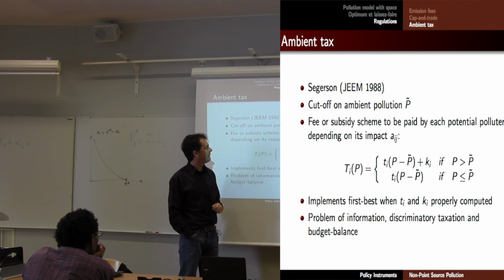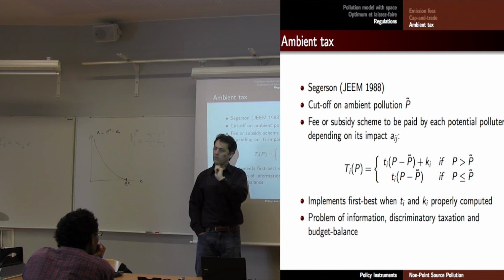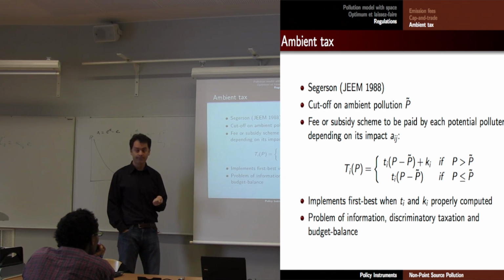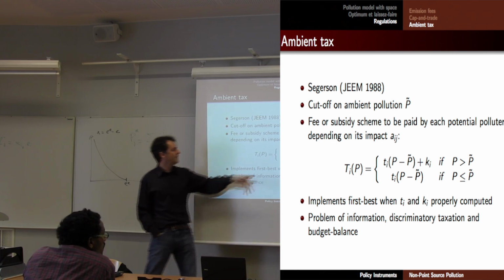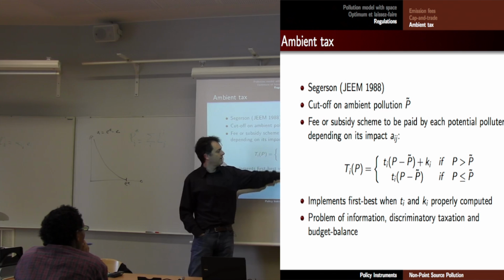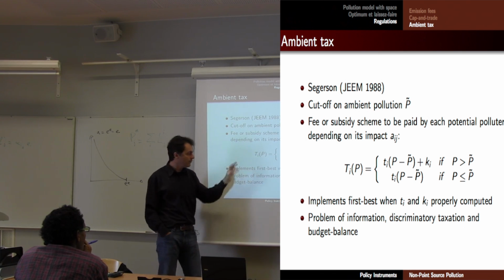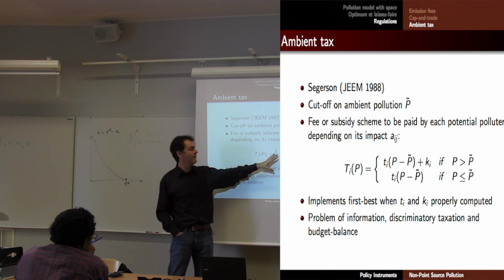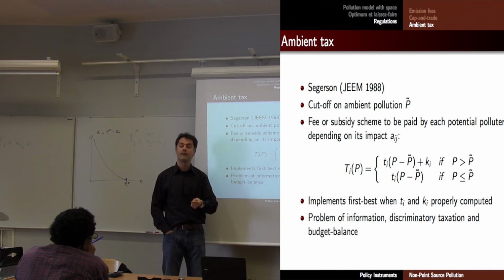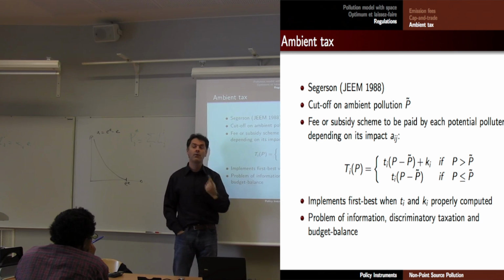If pollution is higher than the threshold, you tax each unit of pollution above the threshold, and you can also include a fixed penalty for exceeding the threshold. Segerson showed that you can implement the first best when the tax or subsidy per unit of pollution and the penalty are properly computed. I'm not doing that, but you can have a look at the paper. The idea in this scheme is to make taxation depend not only on your own emissions but also on the emissions of others, because the pollution concentration includes the emissions of all polluters. So it's a tax scheme which depends on the behavior of others, not only on your own.